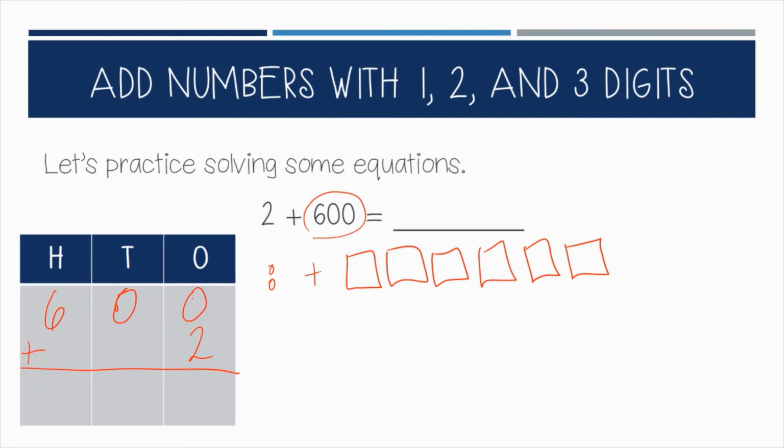Now, when I add that up, I can see that 0 ones plus 2 ones is 2. I have no tens, and I have 600s. So my answer is 602.